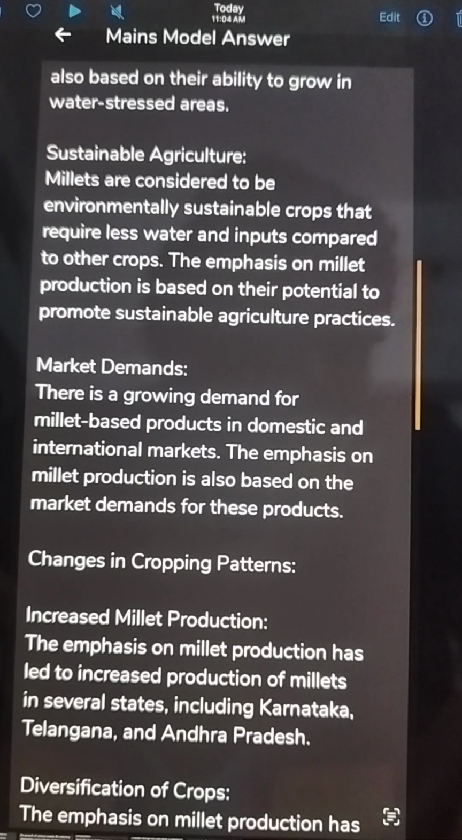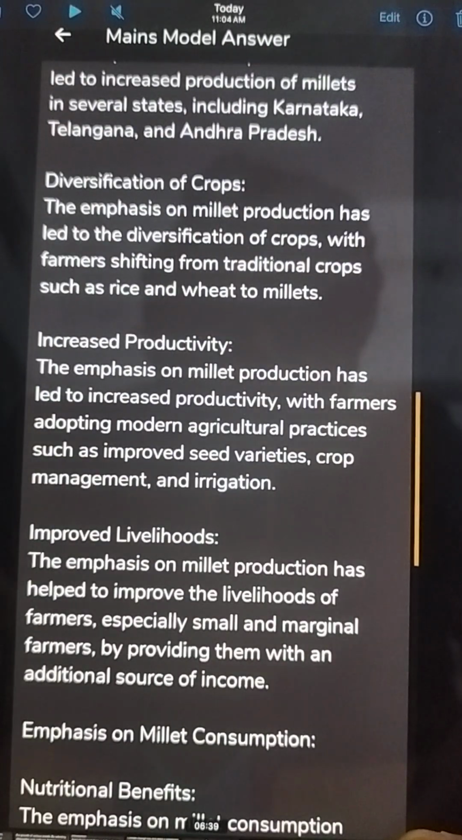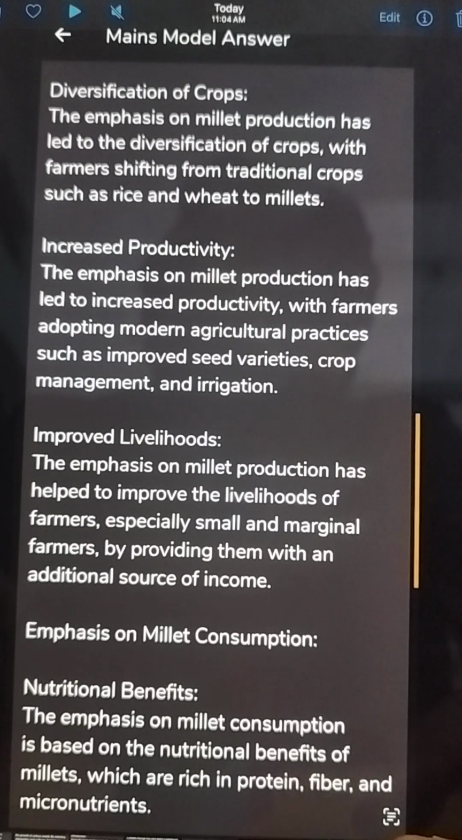Then comes changes in the cropping patterns. First is increased millet production. The emphasis on millet production has led to increased production of millets in several states, including Karnataka, Telangana, and Andhra Pradesh. Then comes diversification of crops. The emphasis on millet production has led to diversification of crops, with farmers shifting from traditional crops such as rice and wheat to the millets.